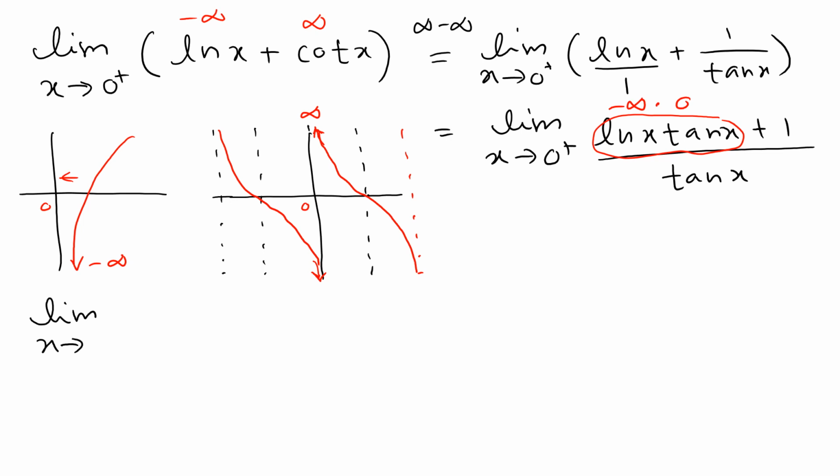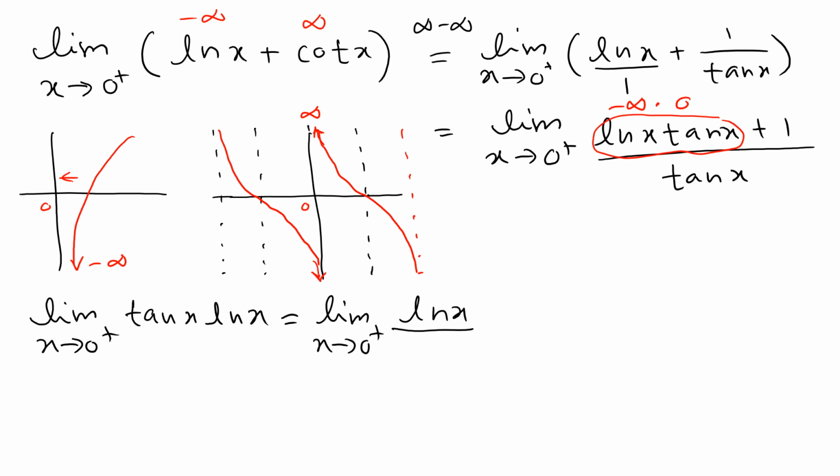x goes to 0 plus tan x ln x, which you can write as the limit x goes to 0 plus of ln x. What I'm going to do is bring the tan term to the denominator, so you can write it as cotan x, 1 over tan x. Earlier it was a 0 times infinity problem, but right after we do that, it is an infinity over infinity problem. So we can take the derivatives now.